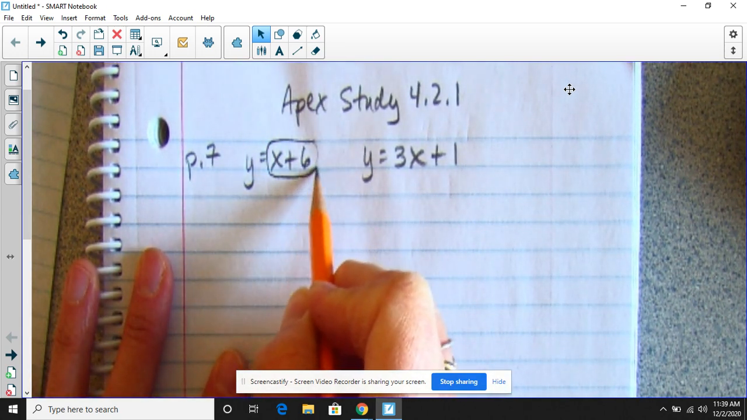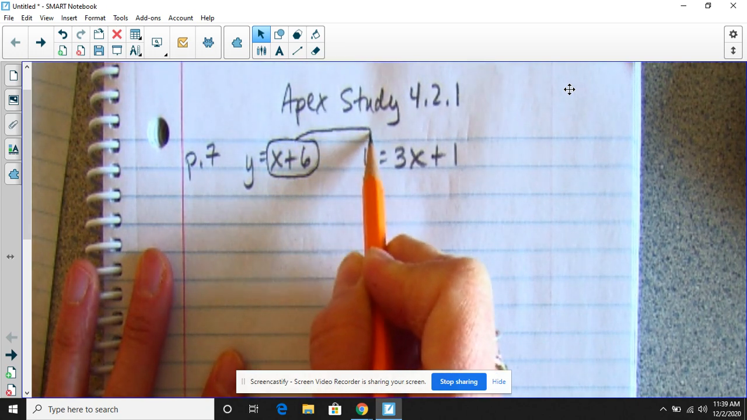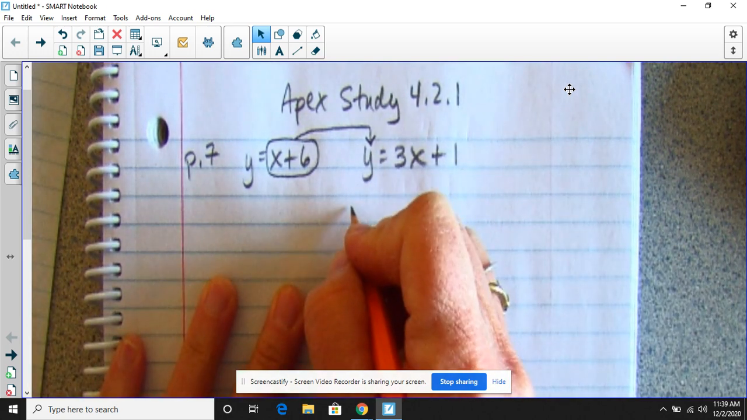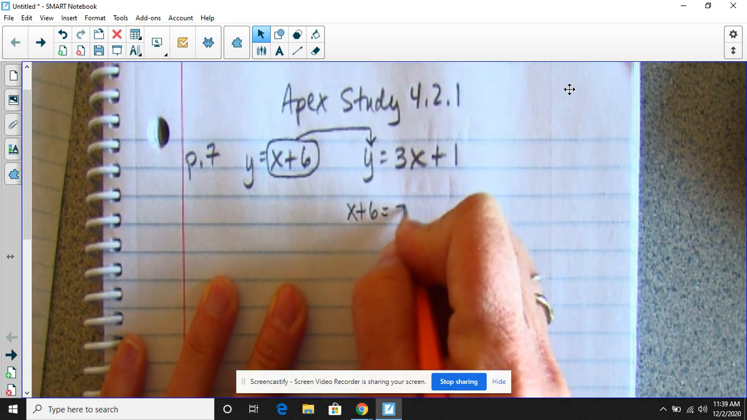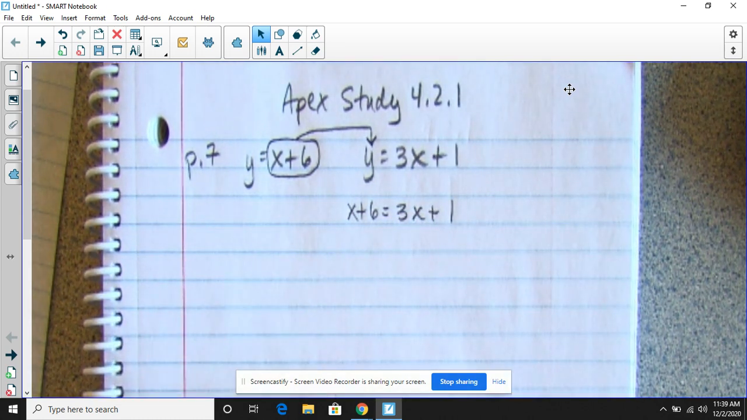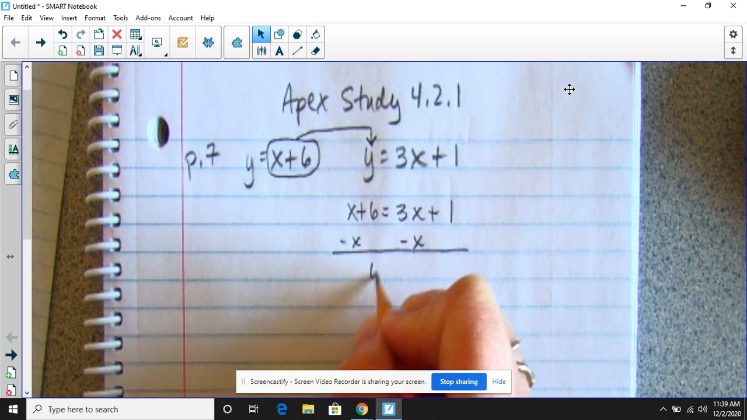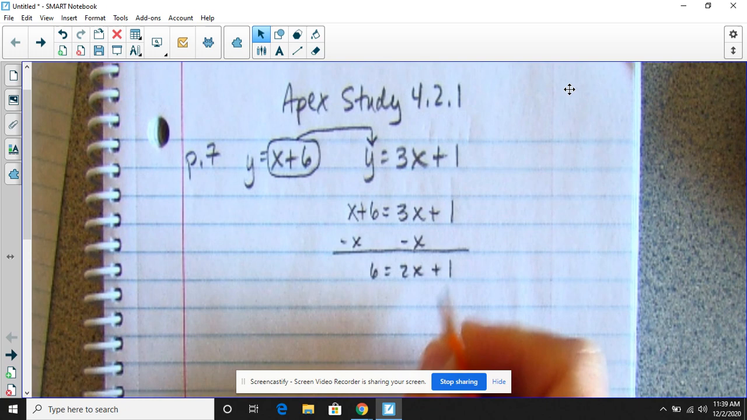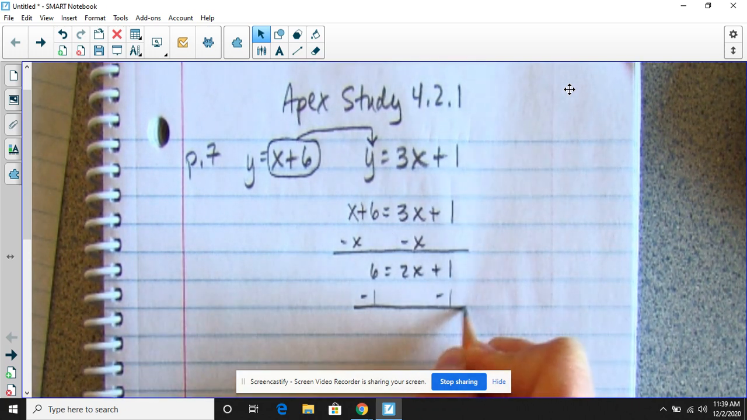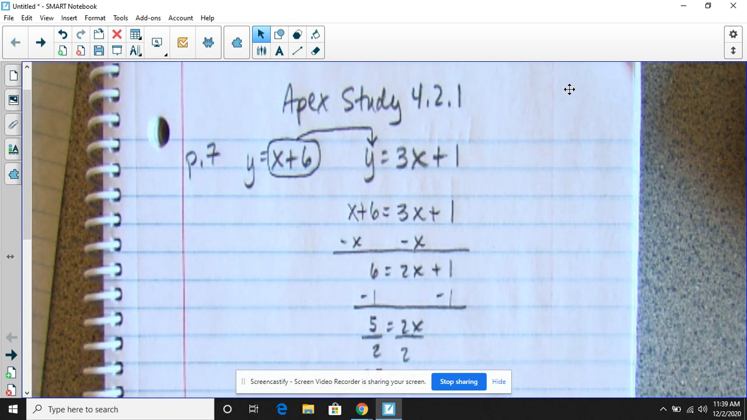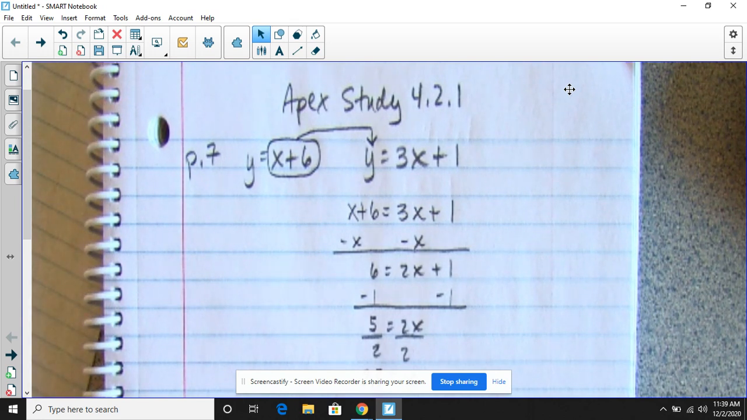So I'm just going to collect this in my pencil here, and we're going to plug it in for this y, because it says y is equal to that, so why can't I just put it there? I can. x plus 6 is equal to 3x plus 1, and then you solve that equation. I would subtract x from both sides, and that gives you 6 is equal to 2x plus 1. And then subtract 1 from both sides, and that gives you 5 is equal to 2x. Divide both sides by 2, and you get x is equal to 2.5, or 5 over 2. In APEX, it puts it as a mixed number, 2 and 1/2. I like the decimal better.